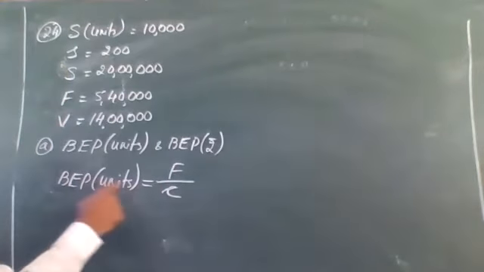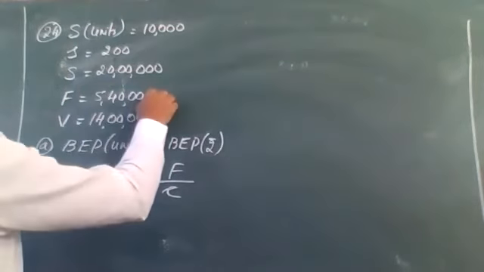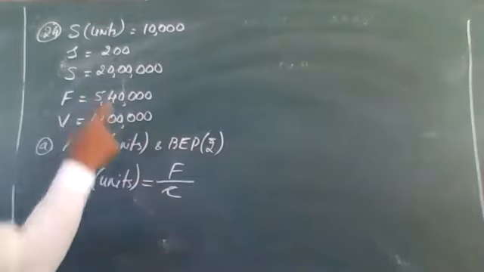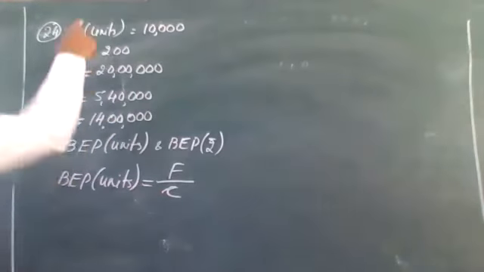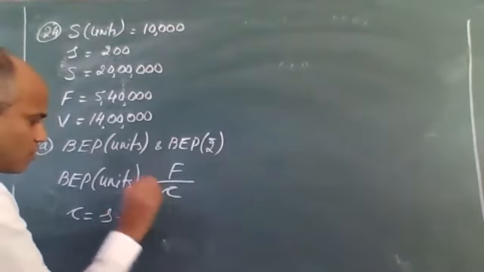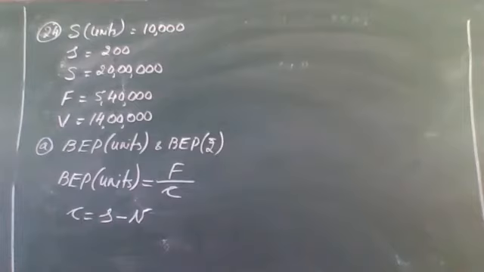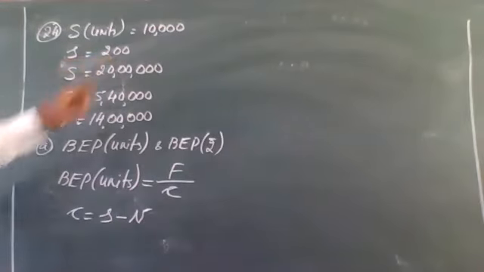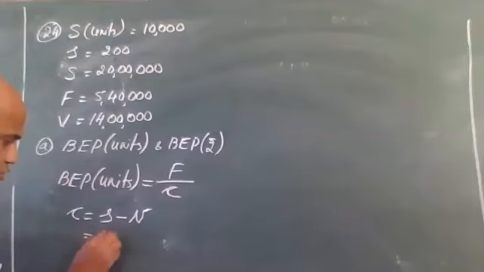So now fixed cost is known to us, it is 5,40,000. Contribution per unit is not there. So can we find out contribution per unit? What is the contribution per unit formula? Selling price per unit minus variable cost per unit. Okay. So do you know selling price per unit? Yes, sir. I know, 200. Very good. So this is 200.